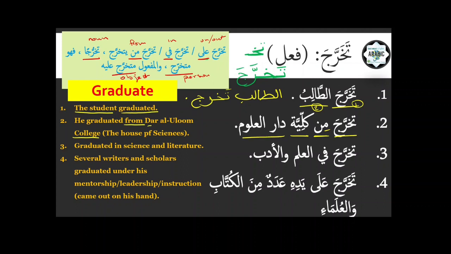So it can be pronounced as it is since it's a name. دار العلوم. But it has a meaning in Arabic. It means the house of sciences. Dar is house and al-ulum, sciences. The third sentence we have تخرج. He graduated. في, in. Basically, it's more of like a major.